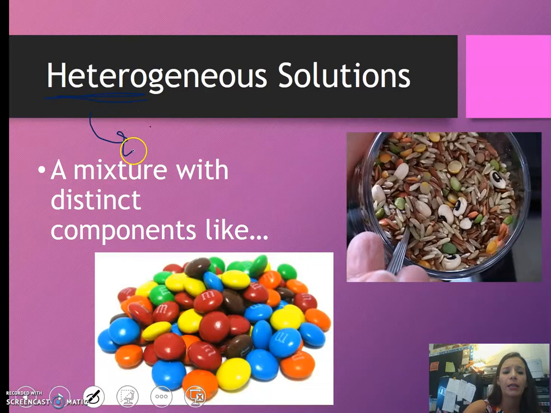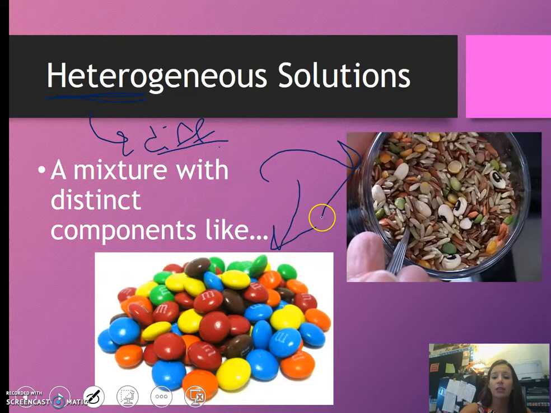Heterogeneous, hetero meaning different, is going to be a mixture that has very distinct components. So when you look at the M&Ms down here, they have very distinct colors. You look at the seed mix over here, you can see the different beans and seeds that are in there.